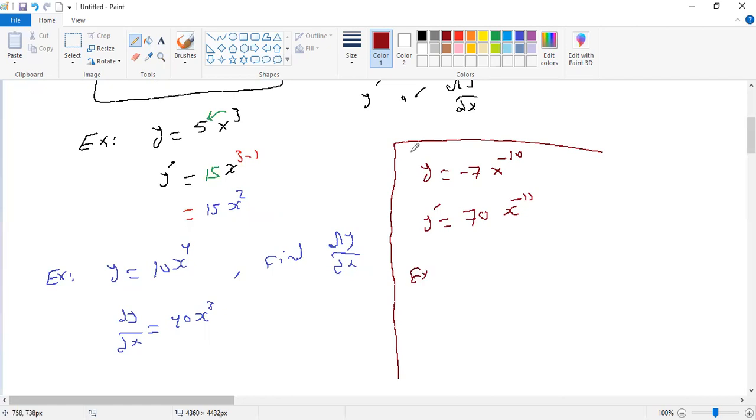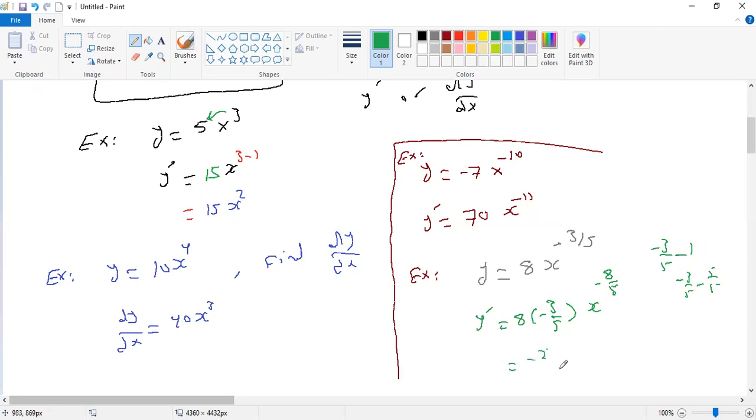Another example: y equals 8x to the power negative 3 over 5. So what is y prime or dy dx? It is equal to 8 multiplied by negative 3 over 5, x to the power negative 3 over 5 minus 1, which is negative 8 over 5. Why negative 8 over 5? Because minus 1 is 5 over 5, so negative 3 over 5 minus 5 over 5 is negative 8 over 5. Using a calculator, the answer is negative 24 over 5 x to the power negative 8 over 5. It can also be simplified more.